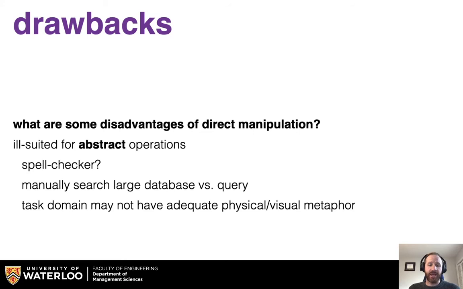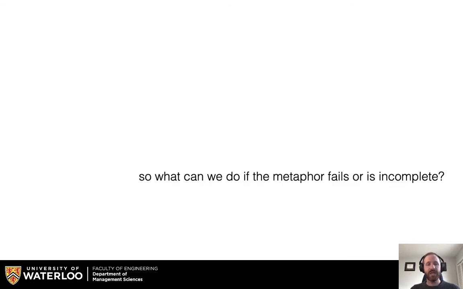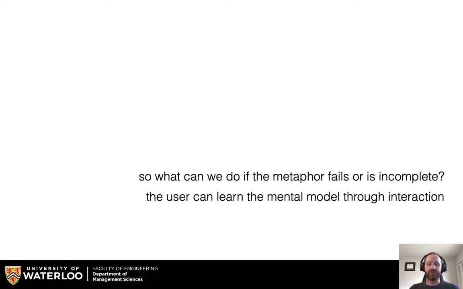The task domain may not have adequate physical or visual metaphors, and so you may need to use some other type of metaphor or just create your own concepts and articulate that through some sort of smart tutorial. Or the metaphor may be overly restrictive. Remember, if a metaphor helps you get going on a system because you understand in terms of something else, but if that's not a good fit, there may be other things that you can do in this system that you couldn't do with the introductory metaphor, and that can restrict how effective metaphors are. So what can we do if the metaphor fails or is incomplete? Well, the user can learn the mental model through interaction.